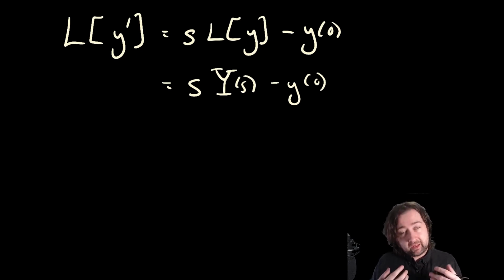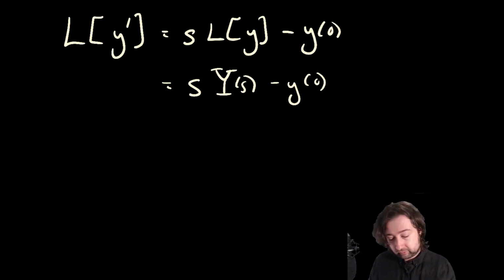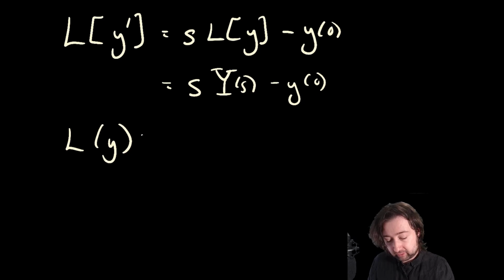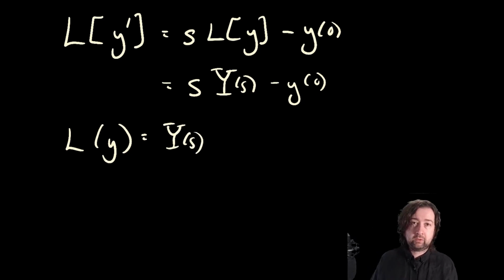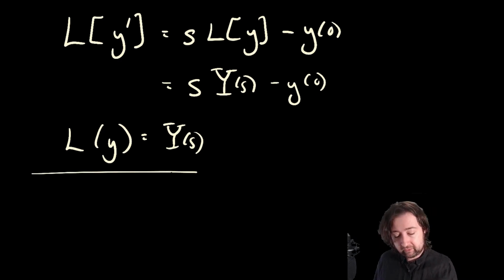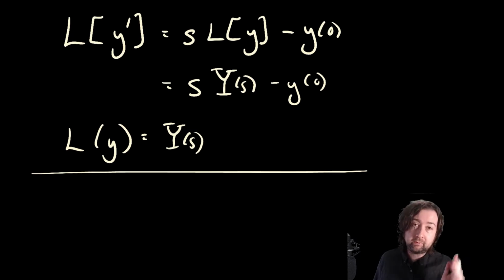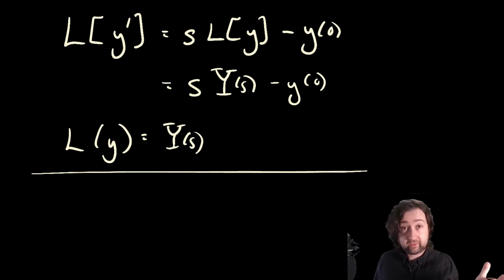Okay, so that's a rule for transforming derivatives. Remember that L of y, we're always thinking of as capital Y of s. We'll come up with a rule for the second derivative when we do the second example here. But this, combined with our knowledge of the basic Laplace transforms, is enough to solve a very simple initial value problem.